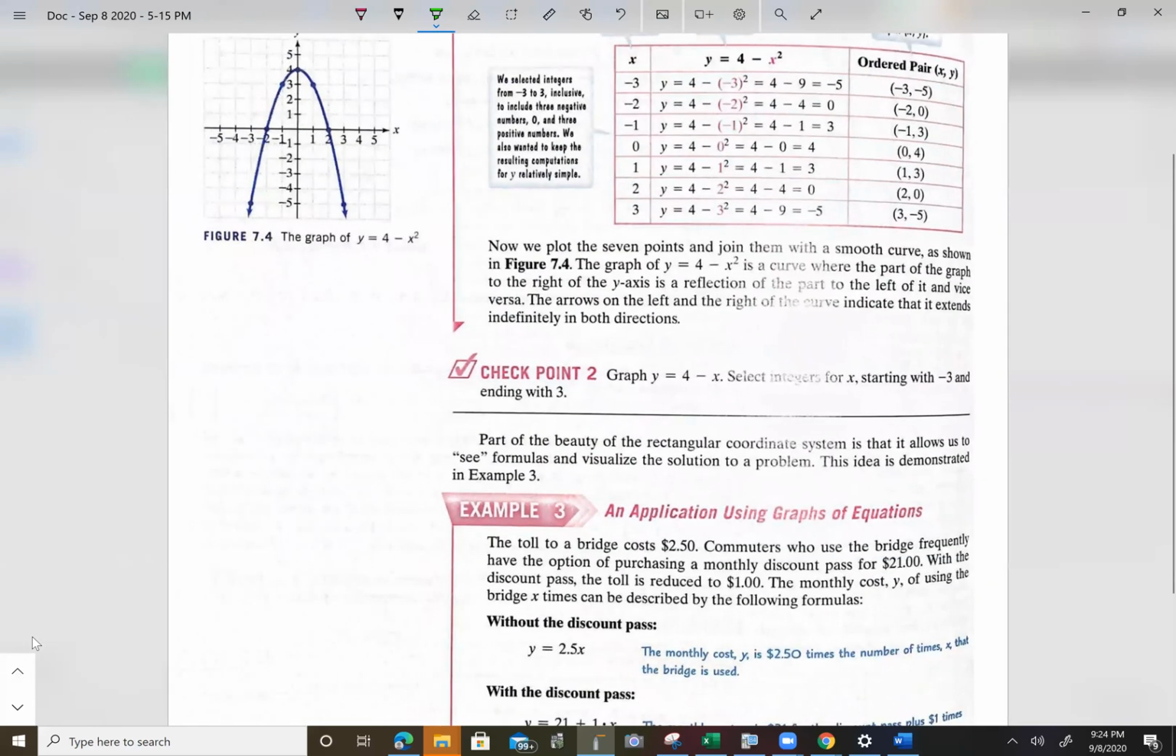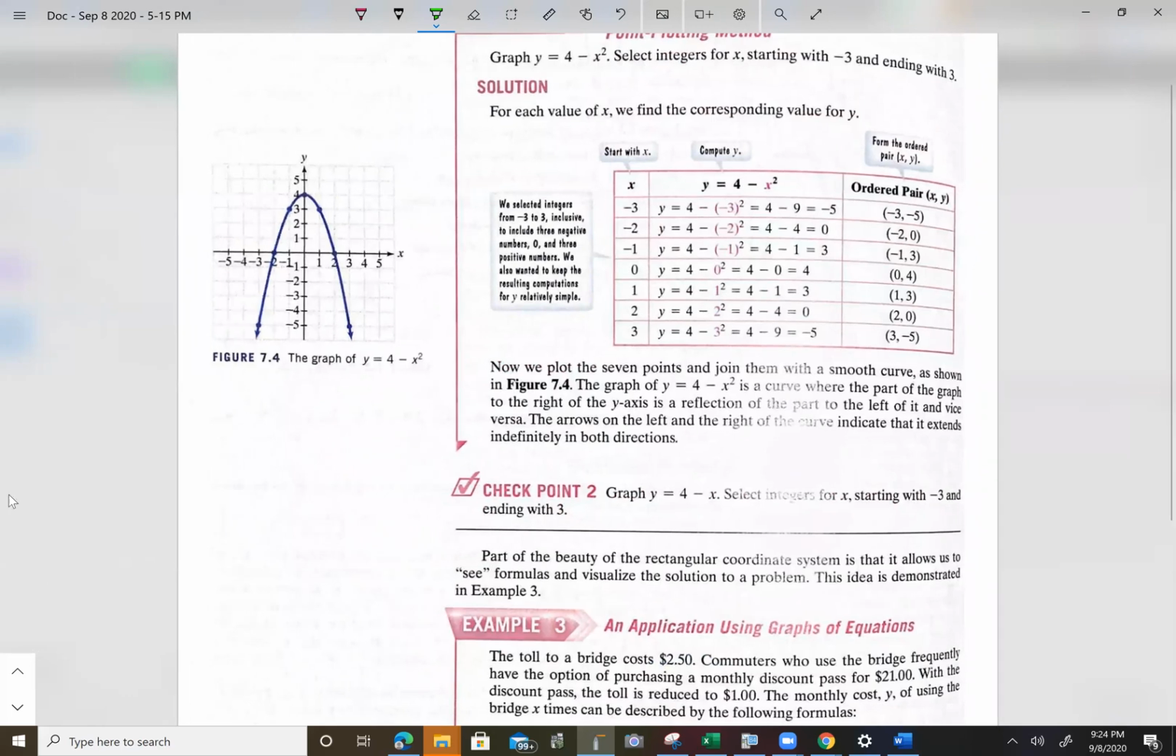Example 2. It is just using, you have your inputs here, exactly what we just did. Here's the equation, 4 minus x squared. So if I input a -3, I would have 4 minus (-3) squared, which is the same as 4 minus 9. Your output would be -5. You get the coordinate point (-3, -5), and you can graph it.